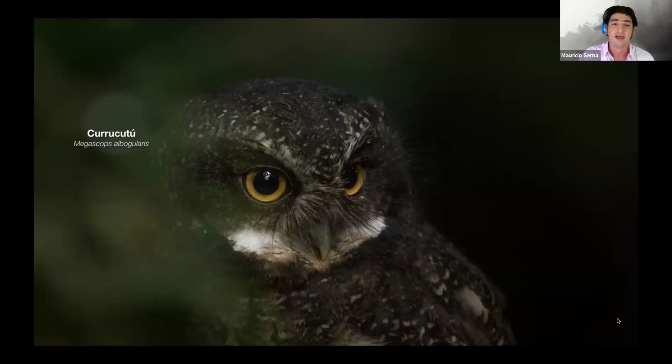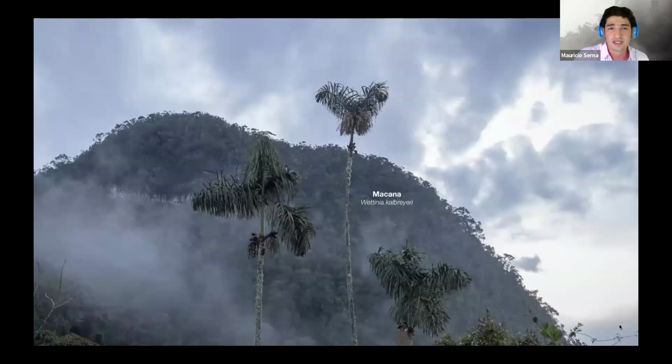Go ahead, Dave. This is the palm that I was telling you about that is heavily logged, and it's legal to log this palm because it's really precious for house building and furniture building.